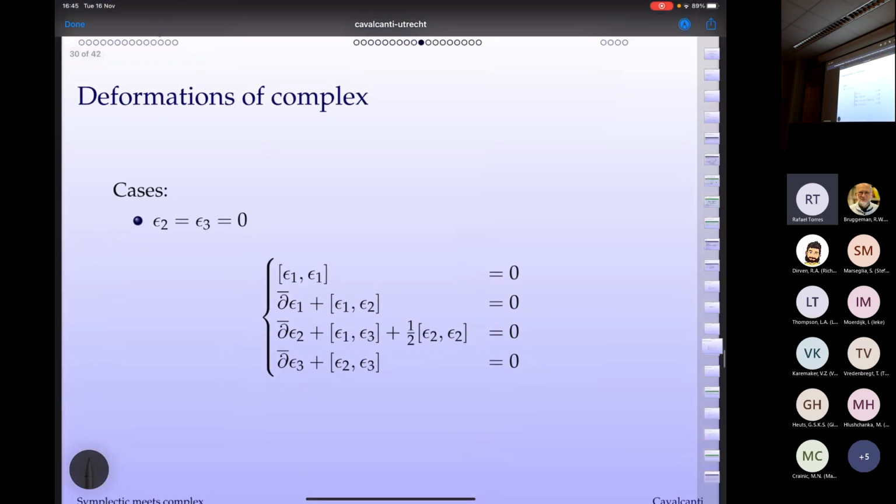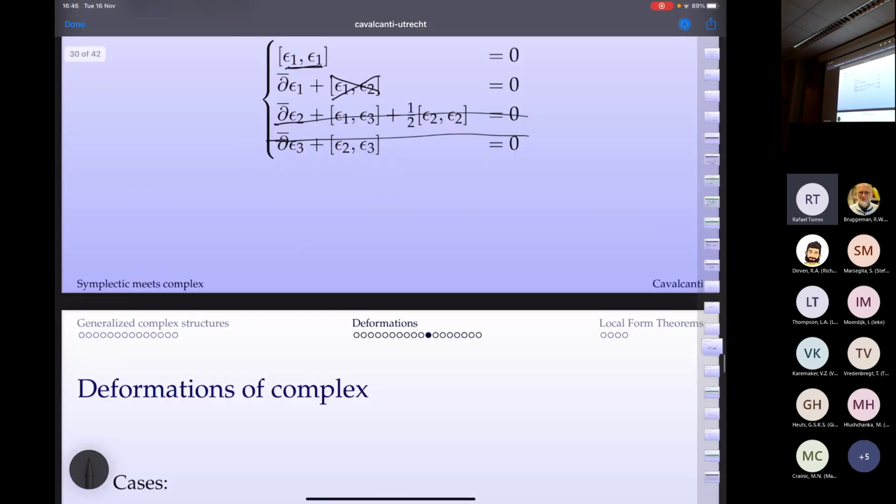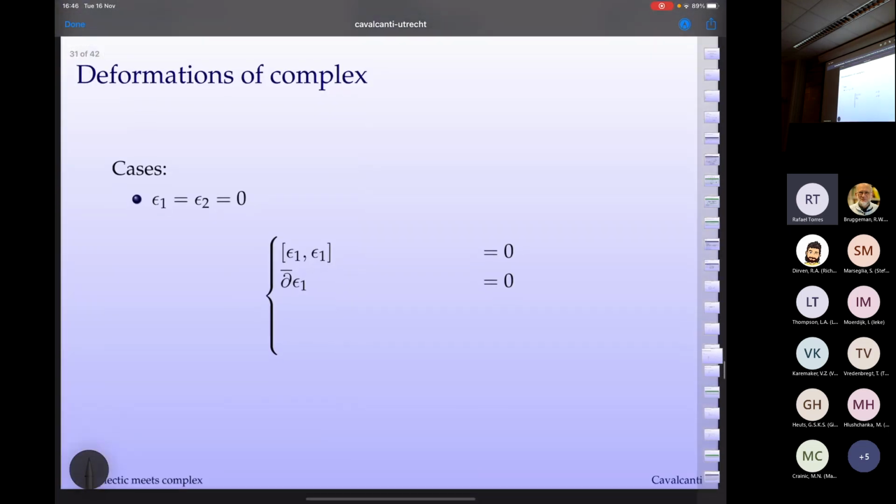And the third one is when epsilon 2 and epsilon 3 are both 0. So now I'm left with epsilon 1. So here, this term stays because it has epsilon 1. This one here simplifies a little, but the second one disappears, the first one does not. And the rest of it always involves epsilon 2 or epsilon 3, so they all disappear as well. So the equation becomes 2. The first one is the Poisson condition for that bivector. And the second one says that the bivector is holomorphic.